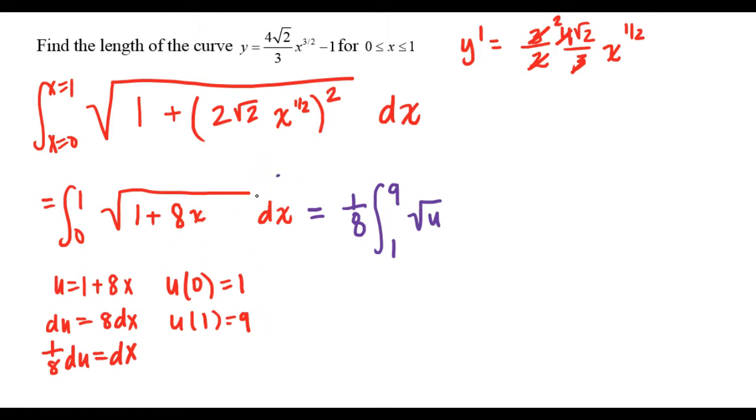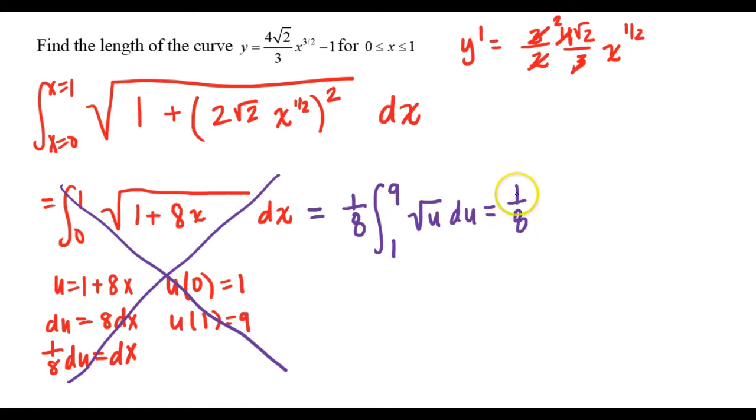So now we can ignore that this problem ever existed, right? We don't go back to it, we don't plug the u back in, ever. We just solve this problem, du, and substitute in our limits of integration. So this is going to be 1/8. The antiderivative, this is u to the 1/2. So the antiderivative of this is u to the 3/2 times 2/3, and this is evaluated from 1 to 9.